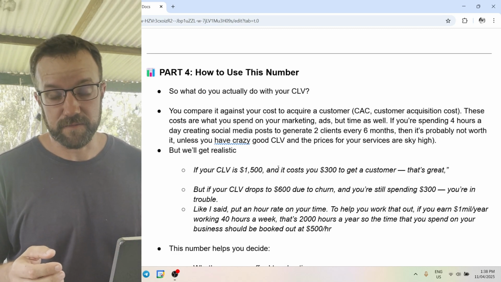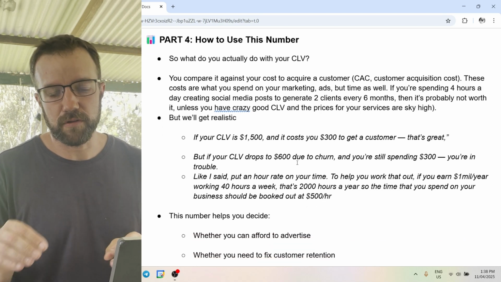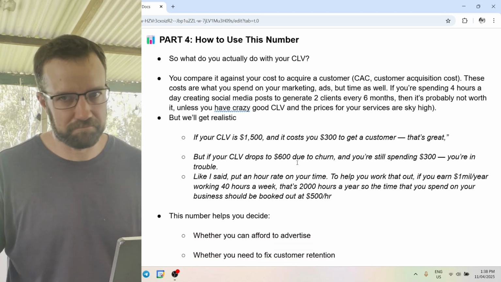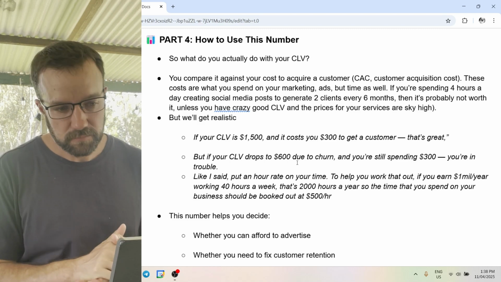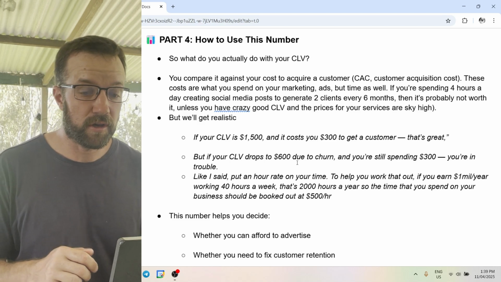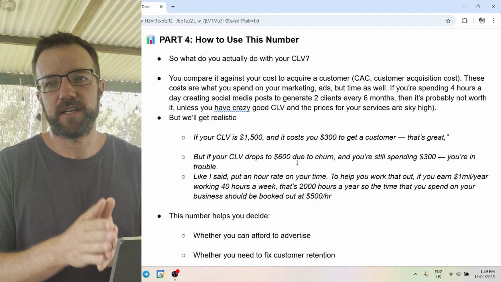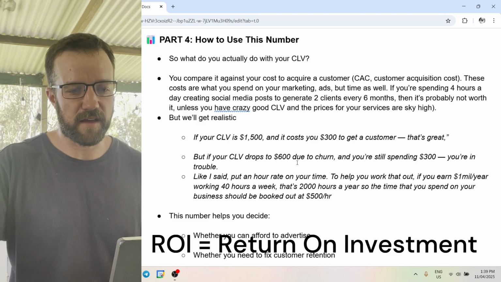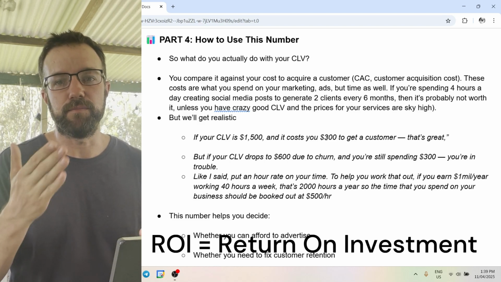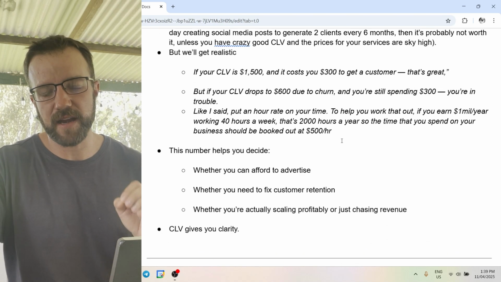But let's get realistic for a second. If your CLV is $1,500 and it costs you $300 to get a customer, happy days, that's awesome. But if your CLV drops to $600 due to churn, and you're still spending that $300, then you're in trouble, because it's only a 2 times ROI instead of a 5 times ROI if you had your churn down just that little bit.